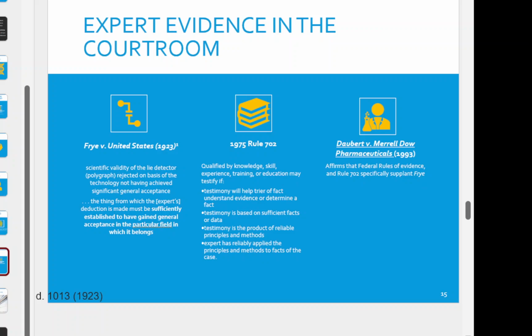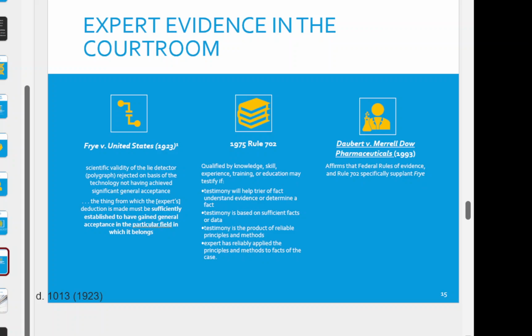So the evolution of Rule 702. In 1993, the Daubert v. Merrell Dow Pharmaceuticals case modified how Rule 702 was applied by creating what is known as the Daubert standard, and we're going to cover this next.